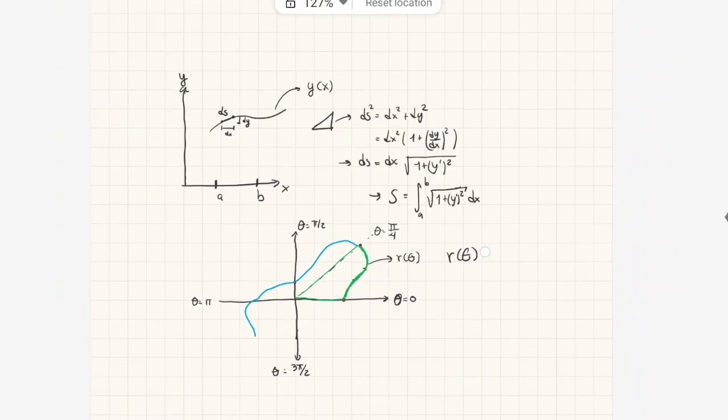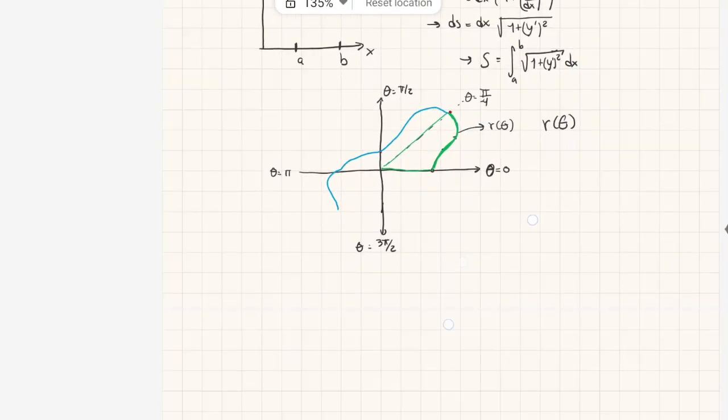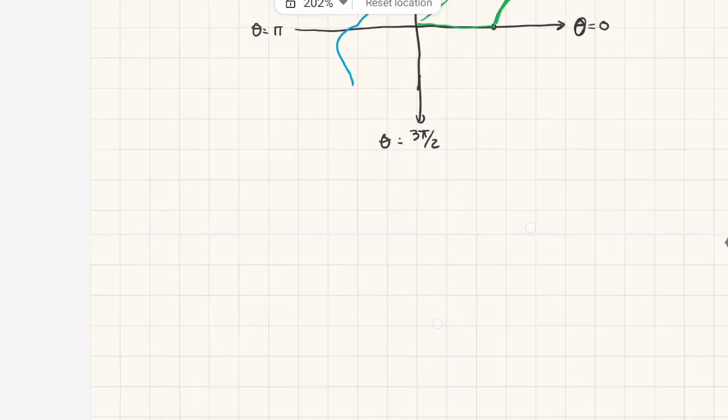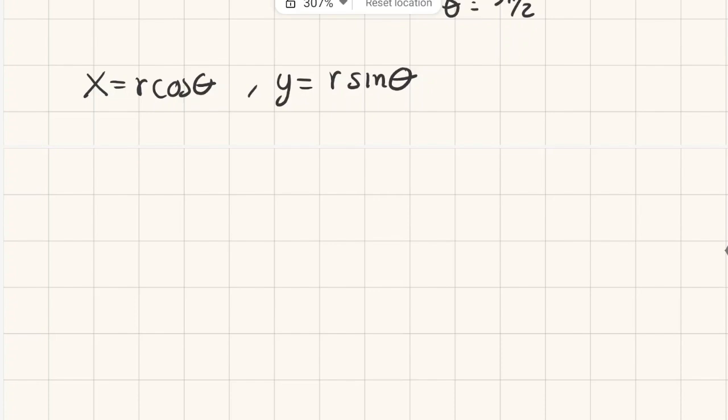Well, we can start again by the concept of ds squared equals dx squared plus dy squared, right? But knowing what the transformation between Cartesian and polar coordinates is, x equals r cosine theta and y equals r sine theta, right? So we are interested in calculating the x and the y.